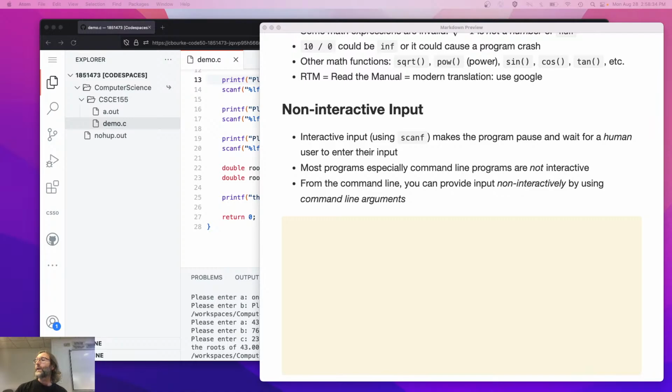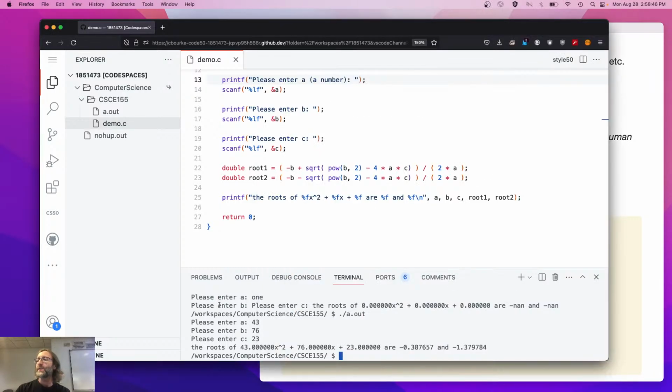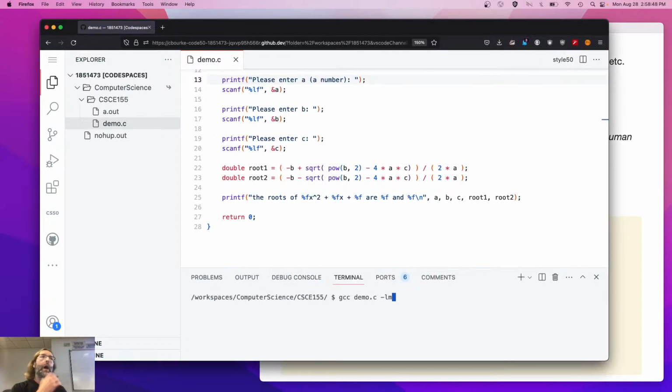So from the command line, you can actually input things non-interactively using command line arguments, or CLAs for short. You've already seen it before. I just didn't tell you that they were command line arguments. How did I compile this program? Did I say GCC and then GCC sat there and said, okay, what program do you want to compile? No. Instead, I said demo.c. Did it say, okay, do you want to compile with the math library or not?